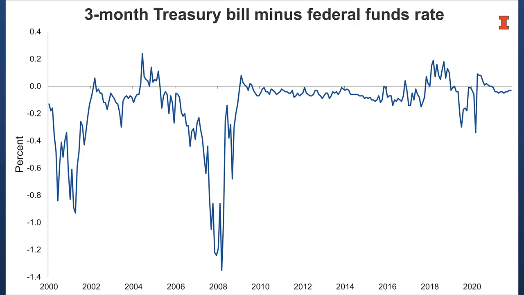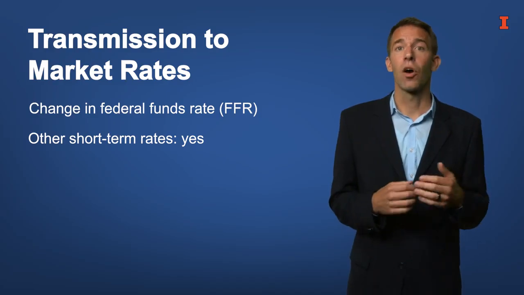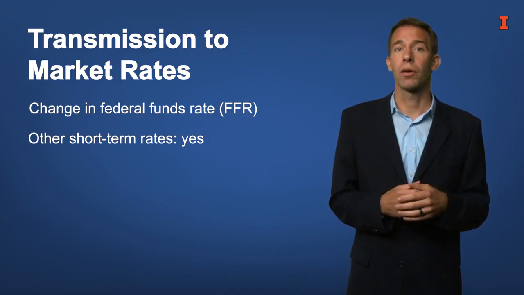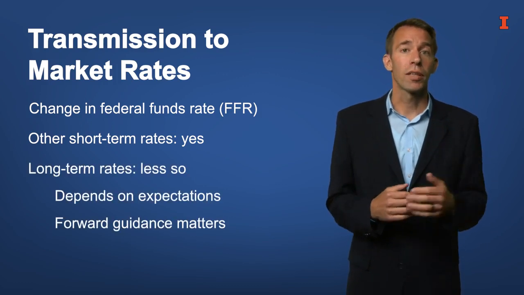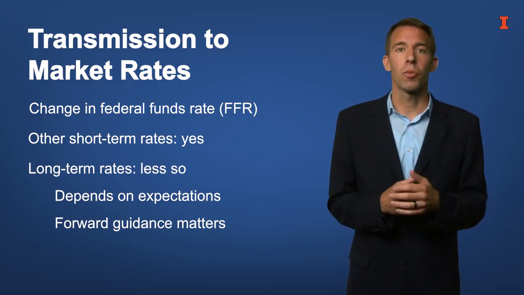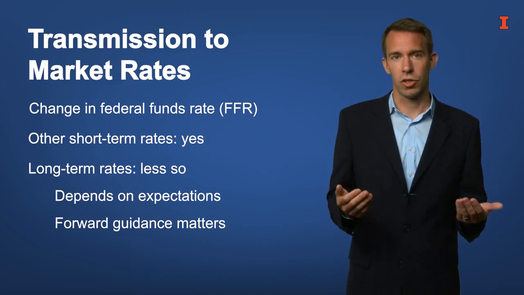How about longer-term interest rates? The graph now shows you the difference between the yield on the 10-year Treasury note and the federal funds rate. You can see that there is no one-to-one relationship. More generally, the effect of a federal funds rate change on short-term interest rates will be large. However, the effect on longer-term rates will be muted. Long-term rates incorporate expectations over longer horizons. These rates respond to how people expect the federal funds rate to change in the future, not just today.